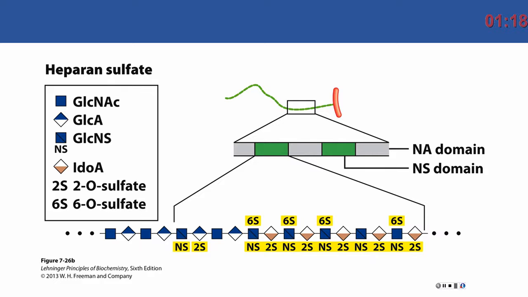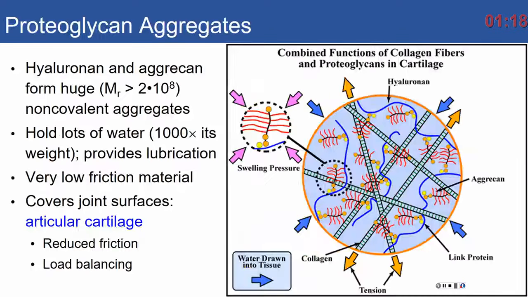So this is what that looks like if we draw it out in this particular type of notation, where you have your sulfate groups here, and you can see how many sulfate groups you have. You should know a little about heparin. What are your exercises?